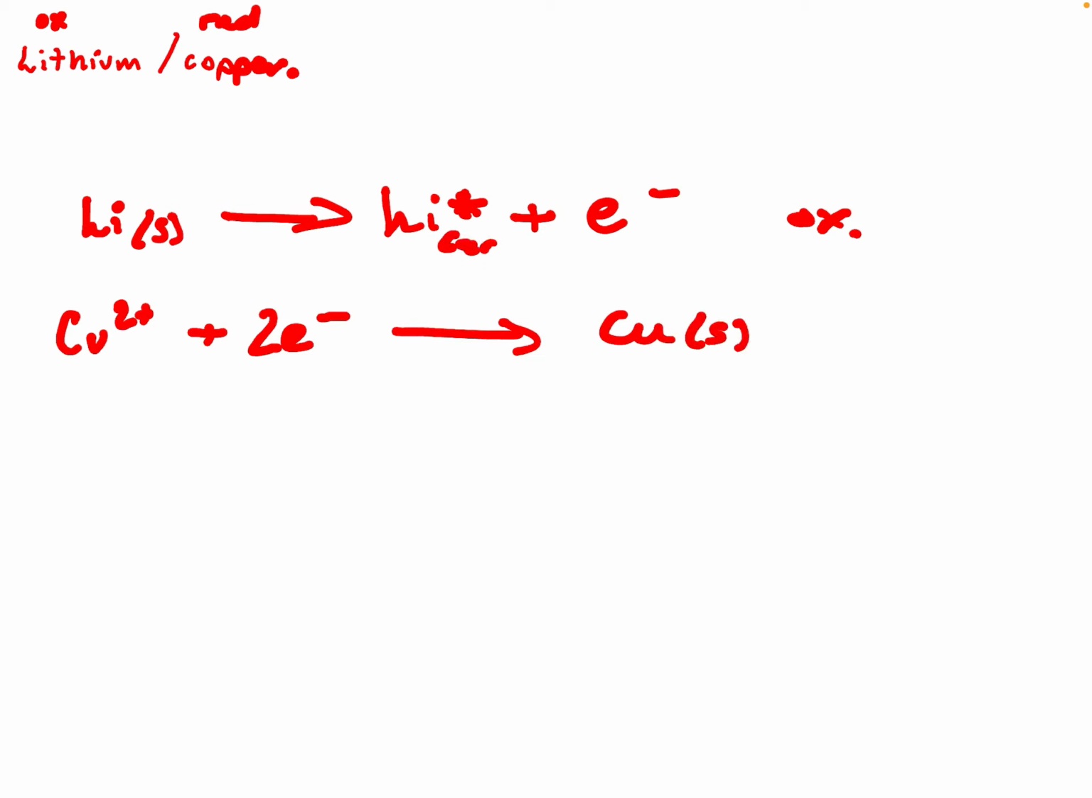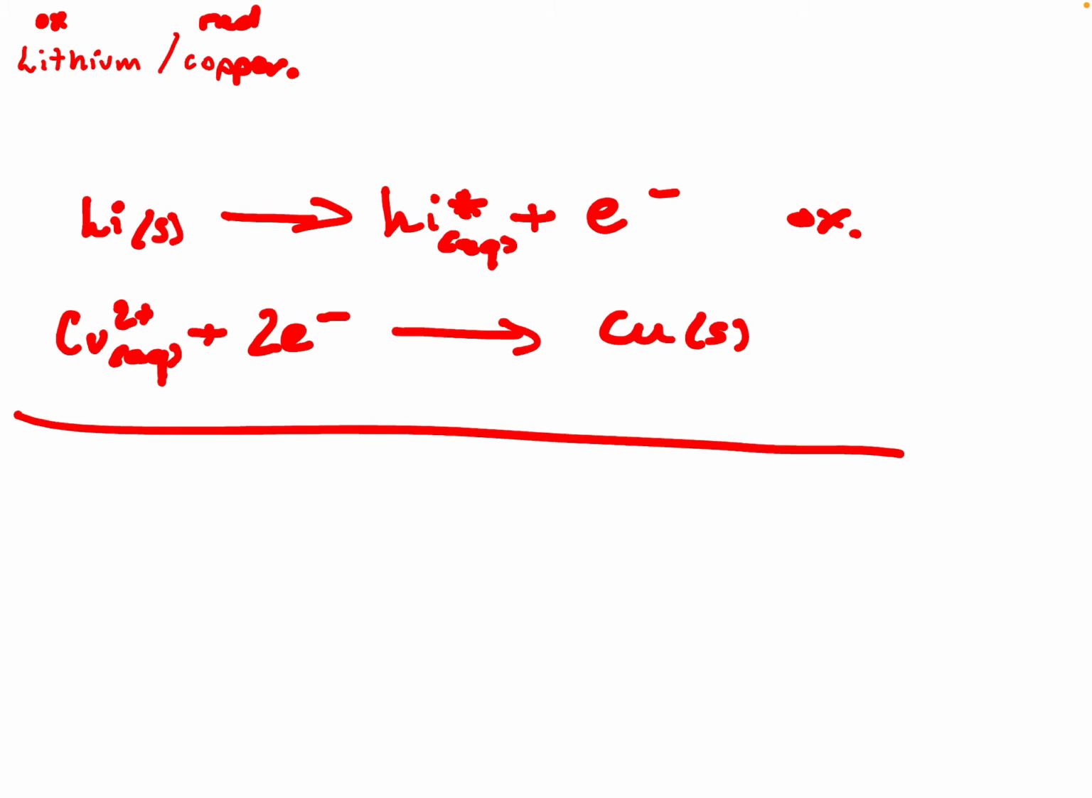We should be putting the state symbols in as well. If they're in solution, if they're ions, then they're written as aqueous. Okay, so the next step after you've written the 2 equations out is to work out the number of electrons and whether they're balanced, so we can combine the reactions. And obviously this one is not. I need to times the whole lot of this by 2, because there's only 1 electron on the lithium, whereas the copper has 2 electrons. I'm going to put a 2 in front of everything.